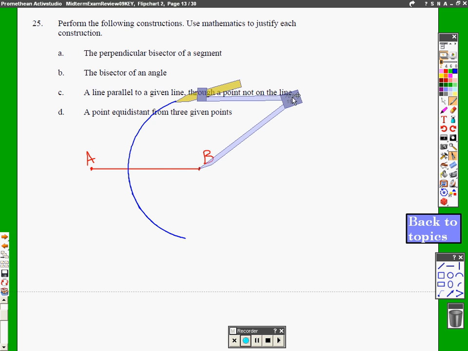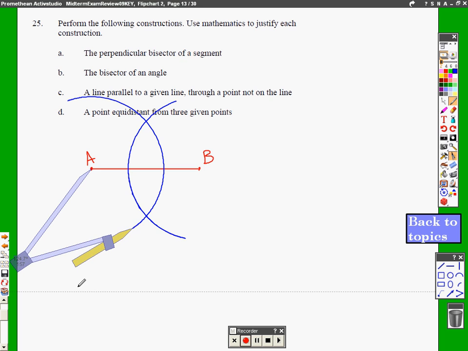Swing it so that you have an arc that goes all the way through the line. Take your compass point, put it on point A, swing it, keeping it the same distance that you just used, so that you have an arc that goes all the way back through and crosses with your original arc. We are then going to connect the point where the 2 arcs meet. And this segment, I'm going to label it CB, is both perpendicular to and bisects segment AB. So that was construction A.